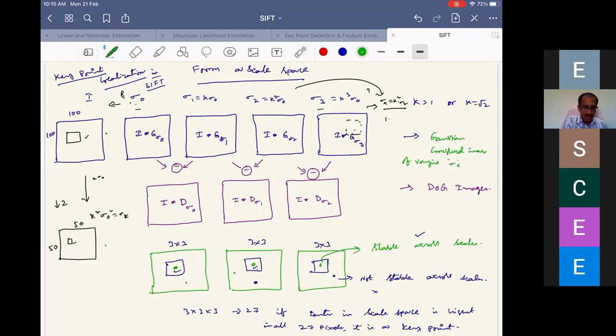We change the sigma naught, like the variance: sigma naught, sigma 1, sigma 2, and so on, where we gradually increase the scales so that we have the features, or the corners, extracted at different scales. And these four or five put together are considered as one octave. These are all put together as one octave, sigma naught to say sigma 4 here.